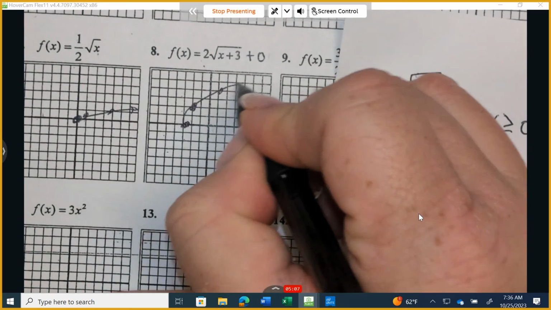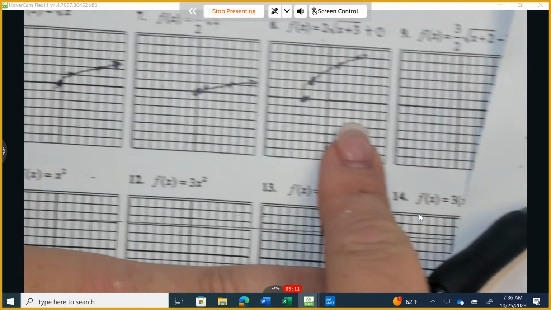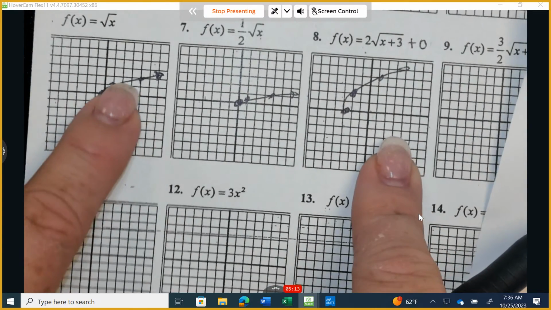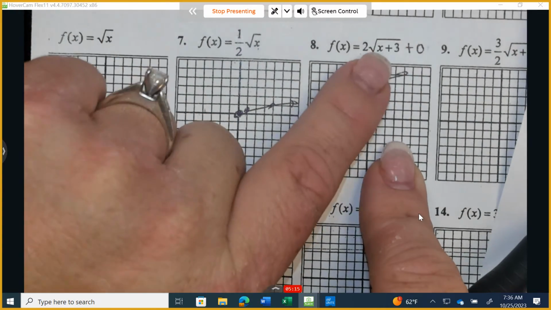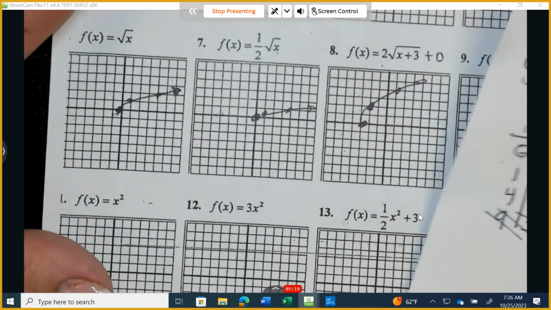And this is still the exact original shape, but what's happened is it's growing at a faster rate. It's growing by a factor of 2. We stretched it. It's growing faster.